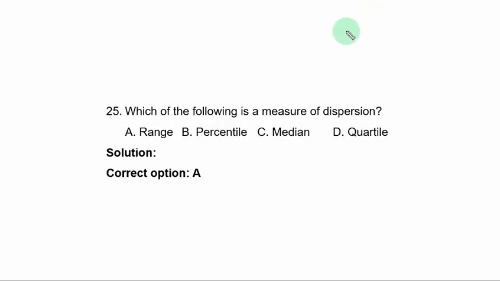Question 25. Which of the following is a measure of dispersion? The answer is A, that is range. Now, median is a measure of central tendency or location. You use median to estimate the quartile and percentile. So you have range is a measure of dispersion.